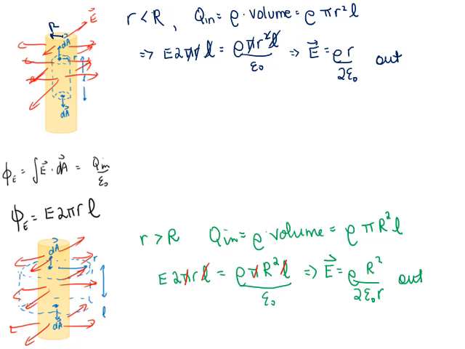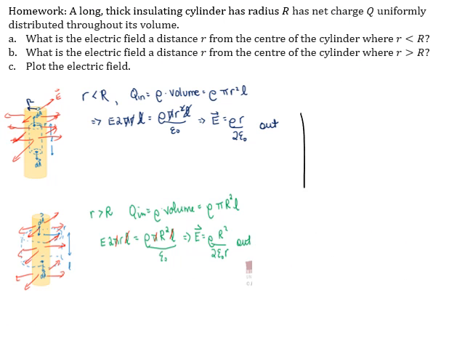Last step, we'll just make a plot of that. In a plot of this electric field, we'll put our electric field on the vertical axis and our distance from the center on the horizontal axis. When we're inside the cylinder, the electric field is proportional to the distance from the center. That means it's linear going up through the center. So this is linear, and the cutoff point there is when we're at the surface of the cylinder. Once we're outside the cylinder, it falls off as 1 over r.